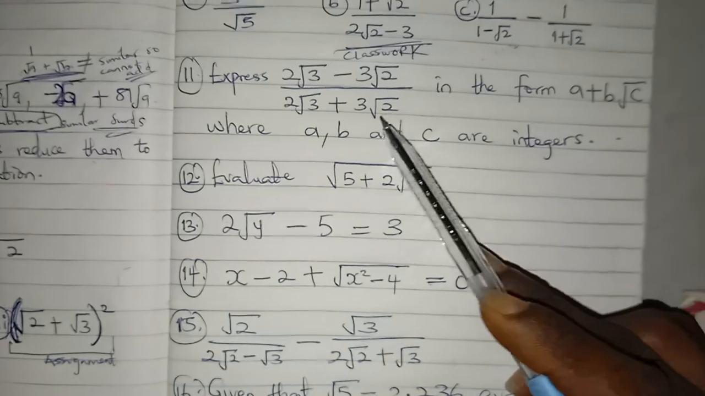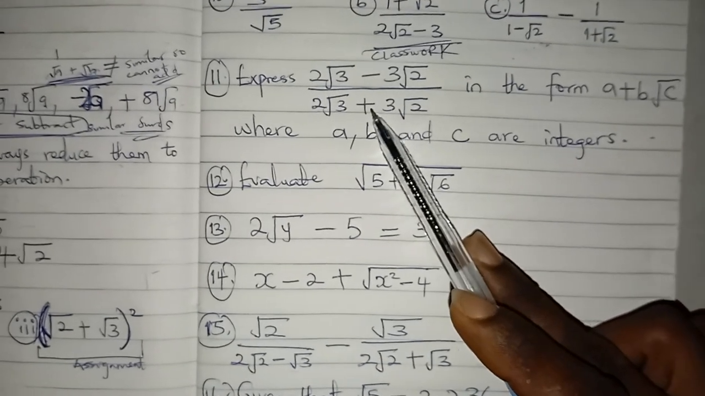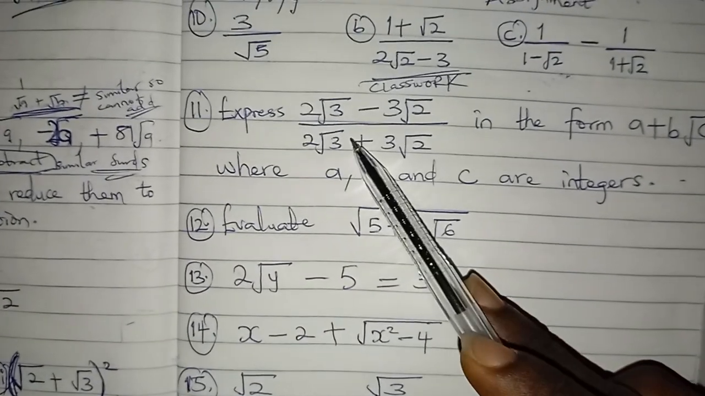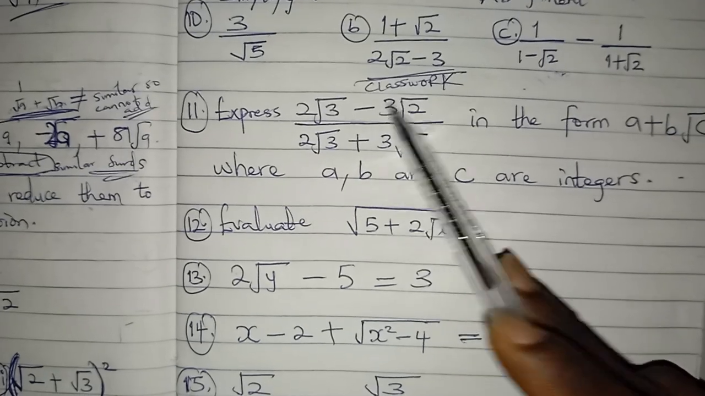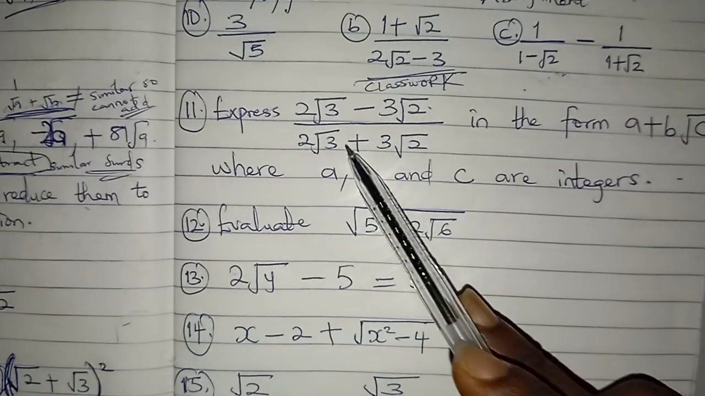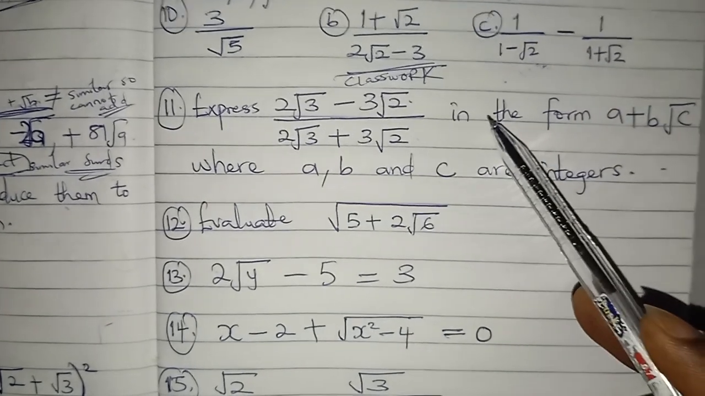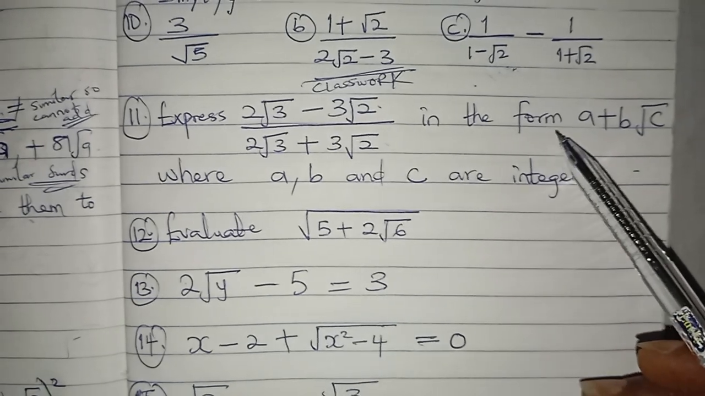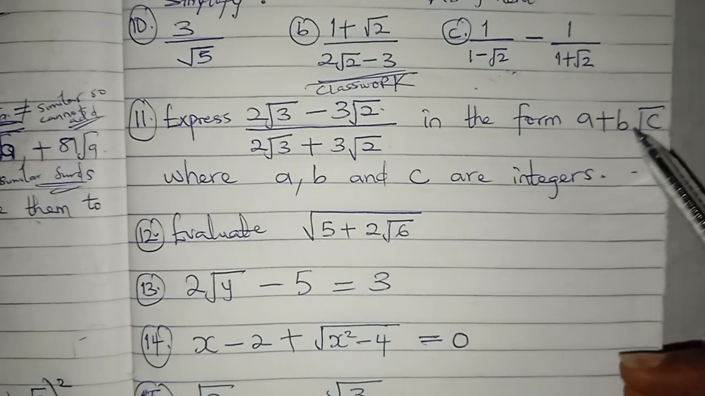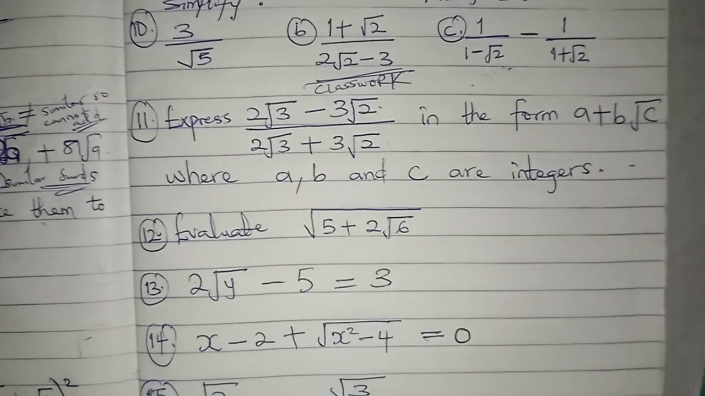So I have a question here. They said express 2 root 3 minus 3 root 2 all over 2 root 3 plus 3 root 2 in the form a plus b root c, where a, b, and c are integers.